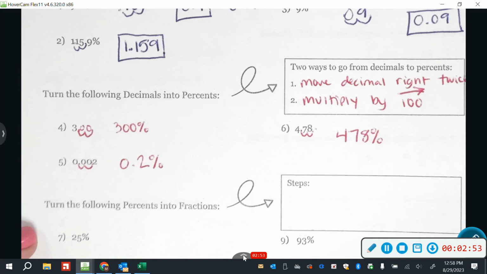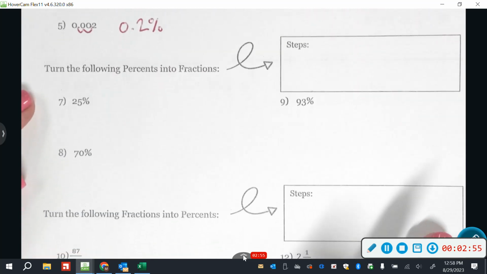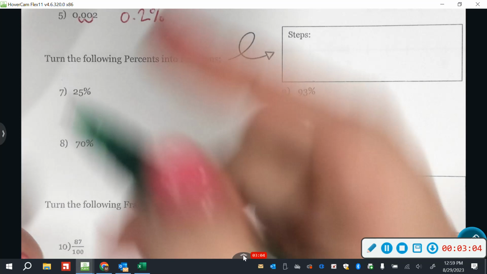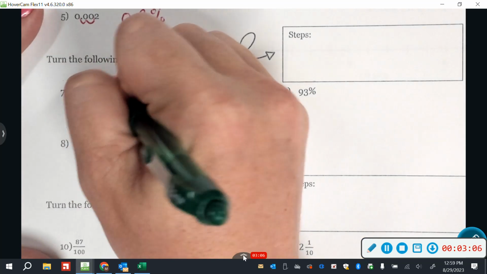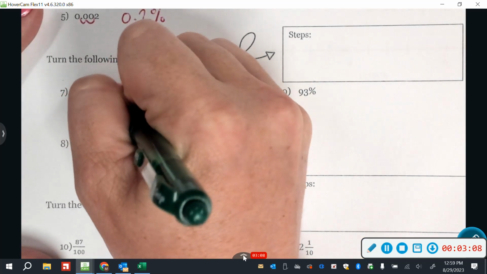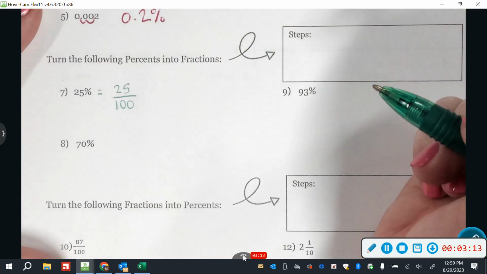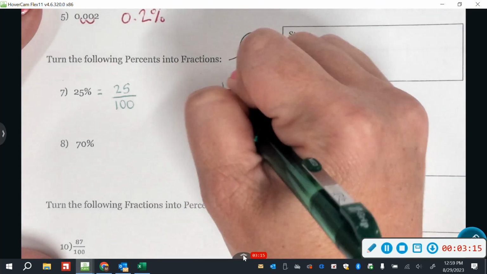Okay, now it says turn percents into fractions. How do you think we would do that? Put it over 100. Yeah, put it over 100. Percents are out of 100, right? So if I rewrite this as 25 over 100, did I change anything? No. So now can I simplify that? 1/4. Yeah, it's going to be 1/4.